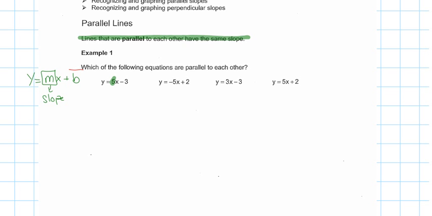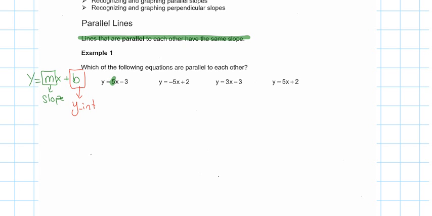You remember that? Where we had to graph and then we had to start with a y-intercept and use the slope as my rise over run? Okay, so in this case, 5x minus 3, 5 is your slope.